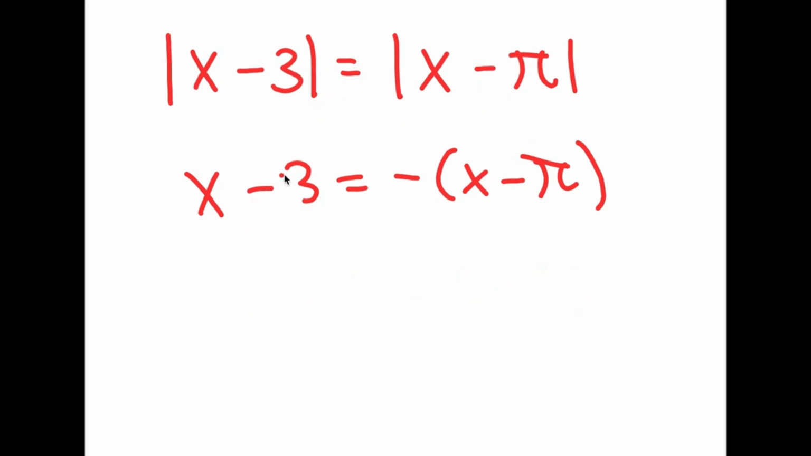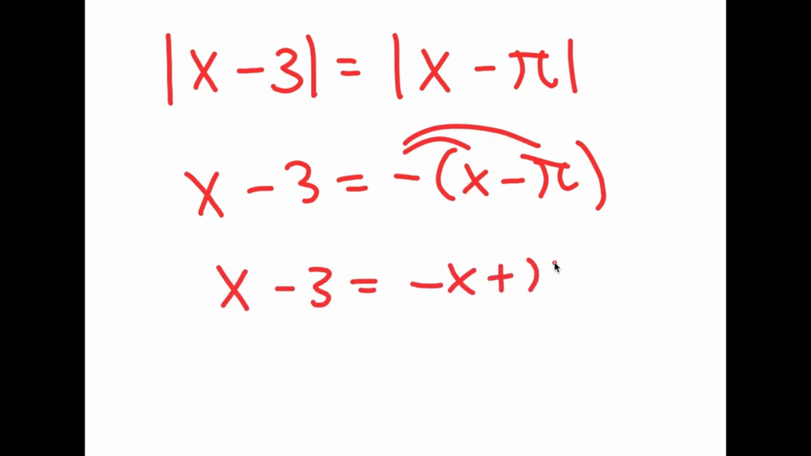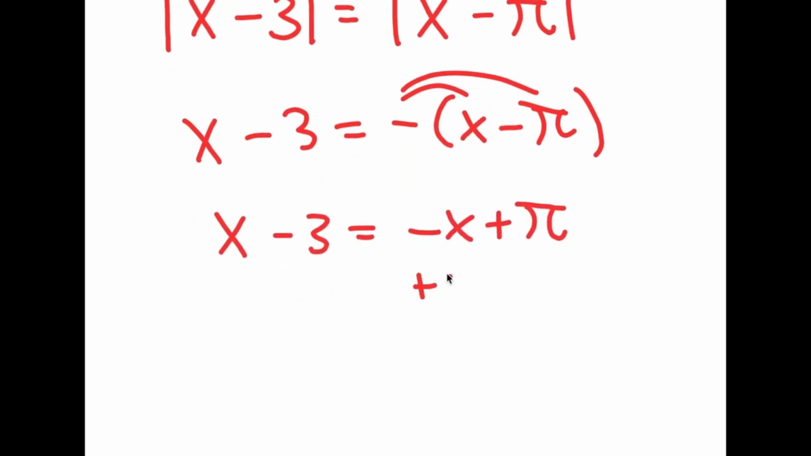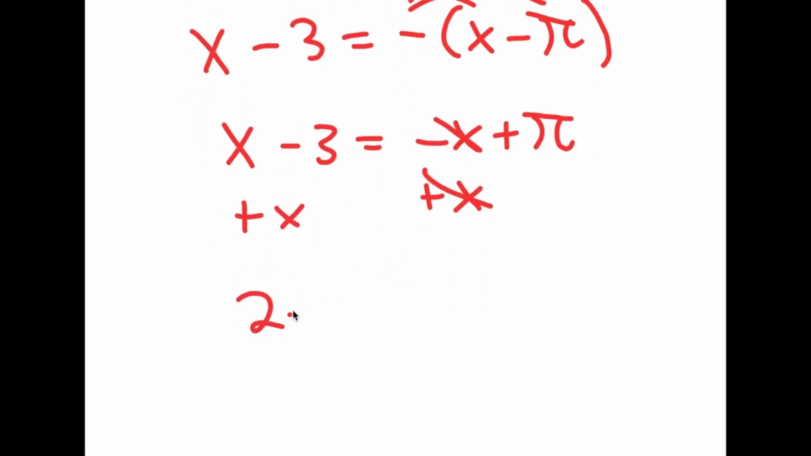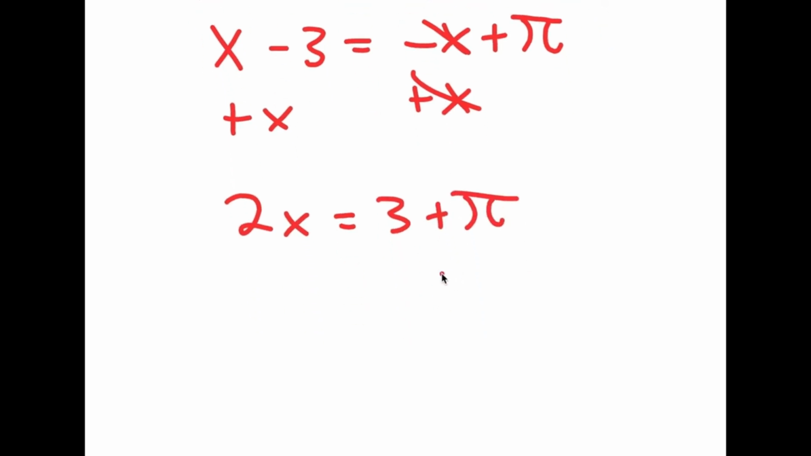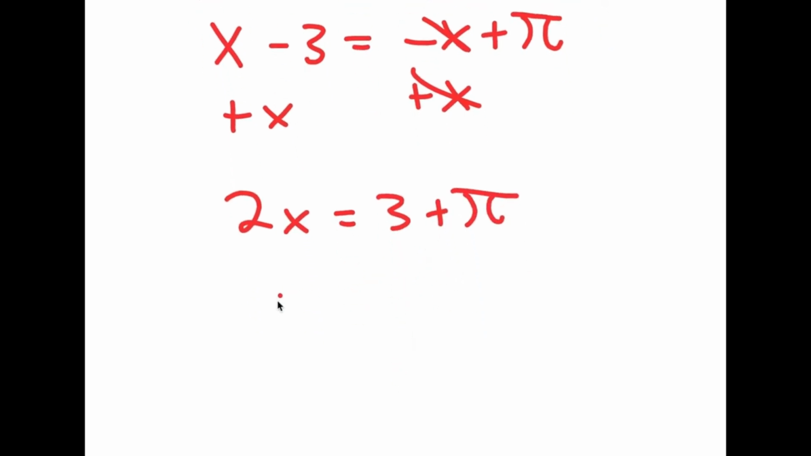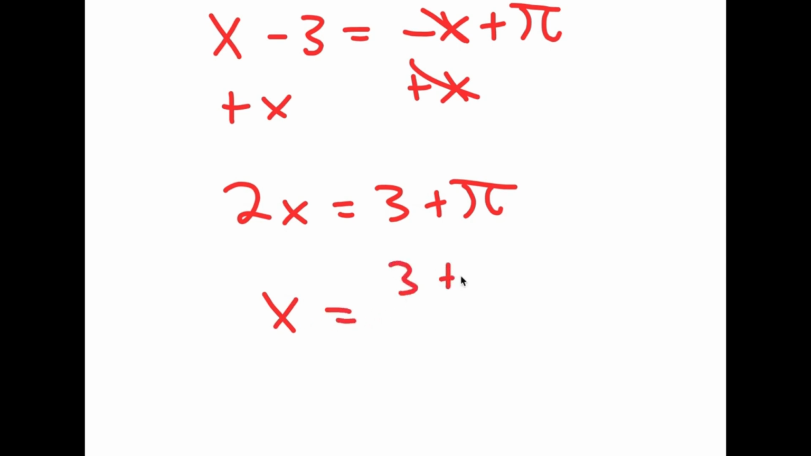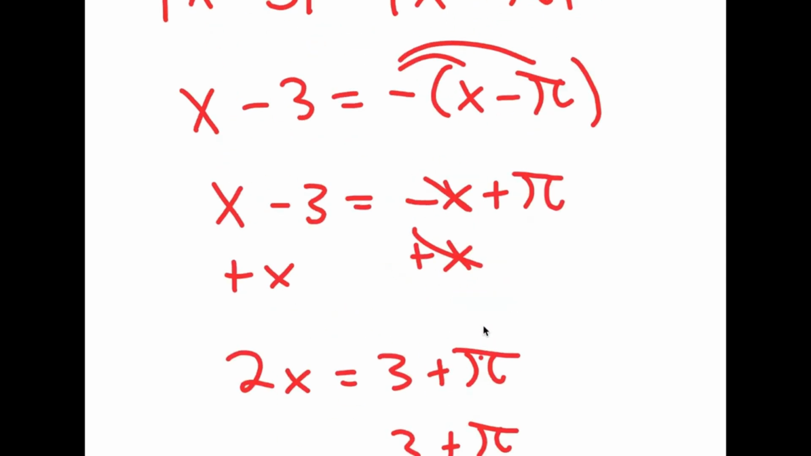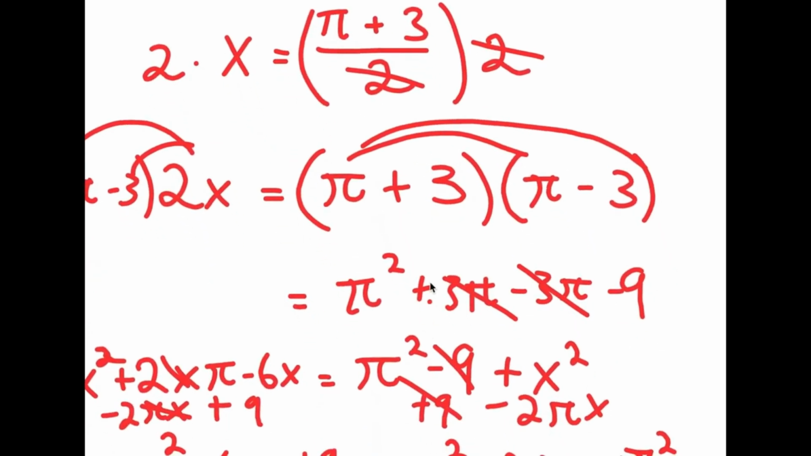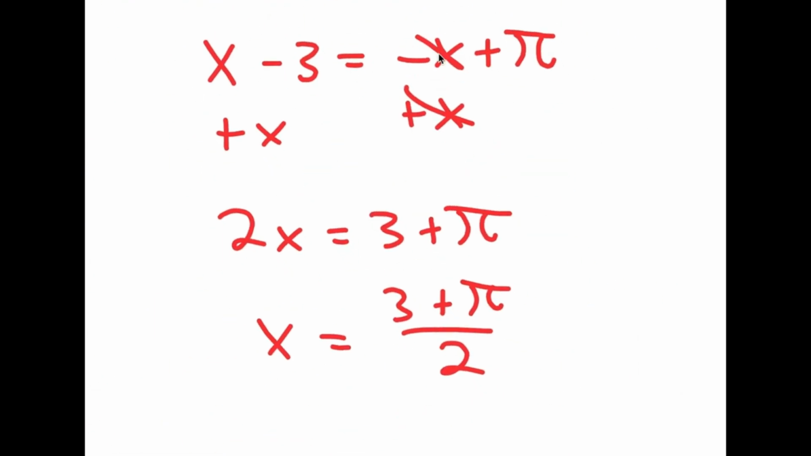So if we want to solve x minus 3 is equal to negative x minus pi, we're going to have to first distribute the negative sign. So I get x minus 3 is equal to negative x plus pi. So now if I add x on both sides, these two cancel out. So I get 2x is equal to 3 plus pi. And x is equal to 3 plus pi over 2, which, going back, is what we started with.